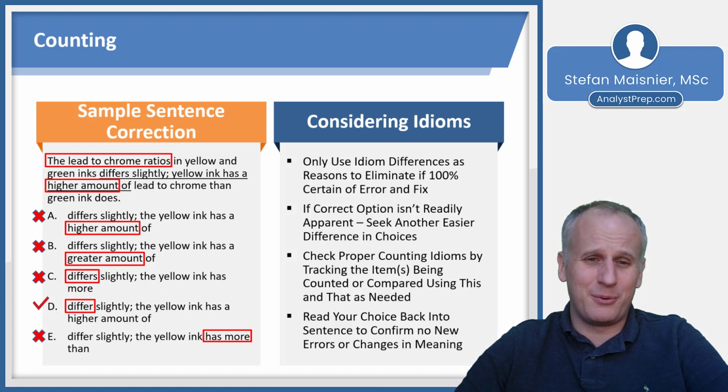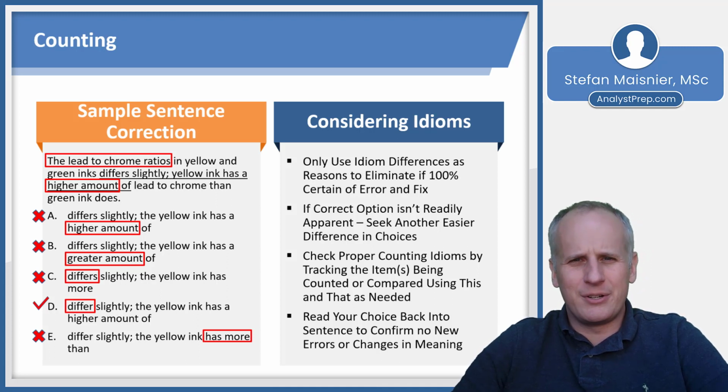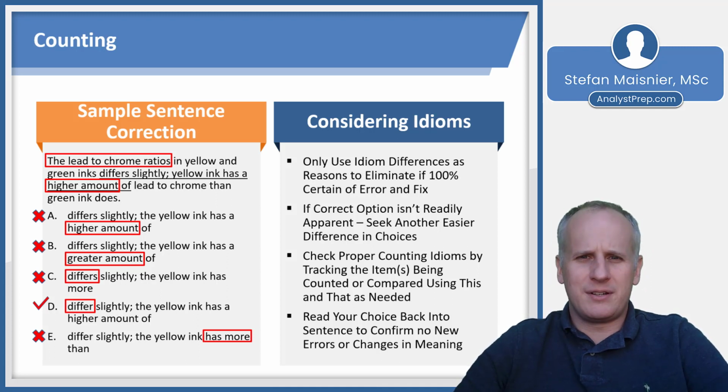But if there was another issue and it ended up being greater in choice D, D would still be the right answer. You are generally going to default to the original when you're considering sentence corrections, but it's not an issue of higher versus greater. It's all of these other problems that we found in the answer choices that were much more definitive as opposed to that idiomatic difference that ends up making us choose choice D.